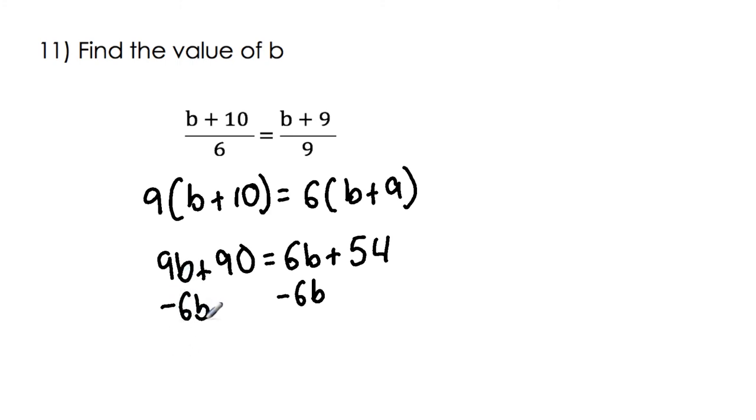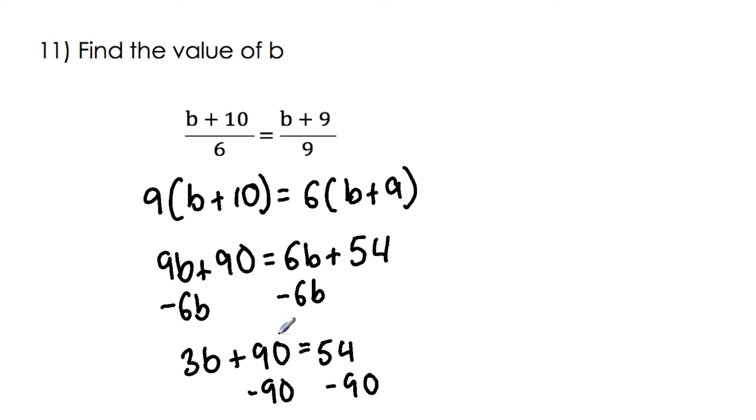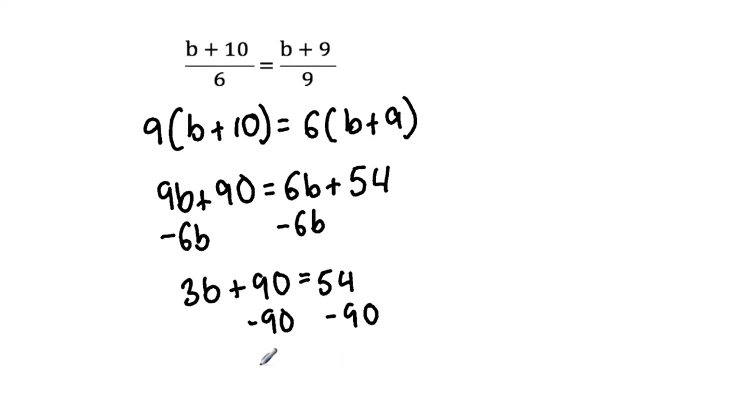So 9b minus 6b is 3b plus 90 equals 54. My next step is to subtract 90 from both sides. So minus 90 over here and minus 90 over here. Positive 90 minus 90 equals 0, so that cancels out. And 54 minus 90 is equal to negative 36. So let me just write that down. So you have 3b is equal to negative 36.